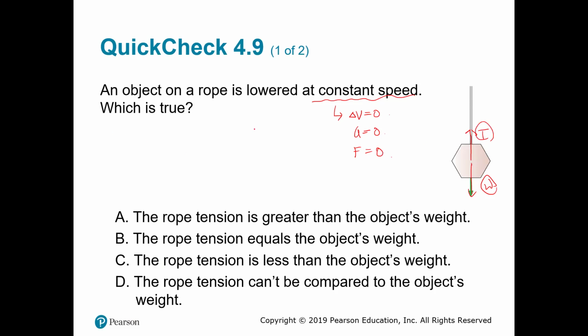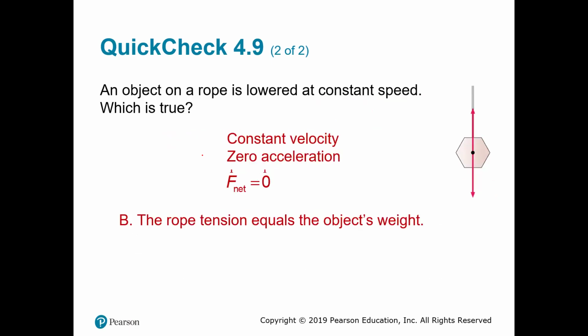So your net force is what? Your F net is the tension acting upward and the weight acting downward, and you see this is zero. Basically, you can say this is ma, right? This is Newton's second law. But now you see, because a is zero, you can say this is zero. So that means T equals W, right? So the answer is B.